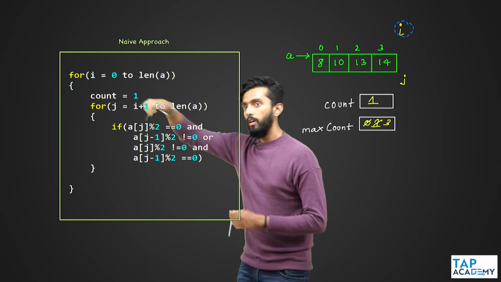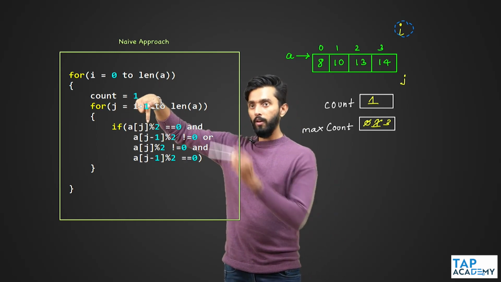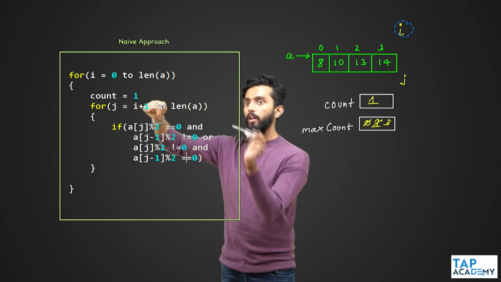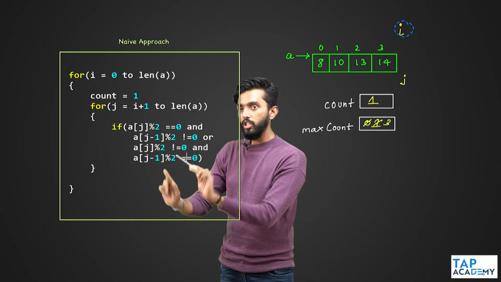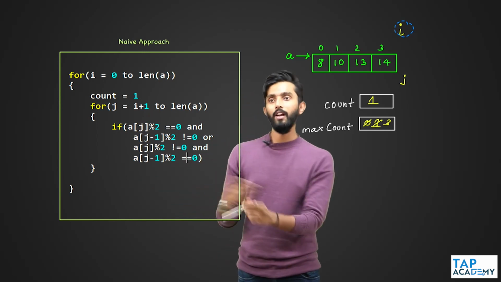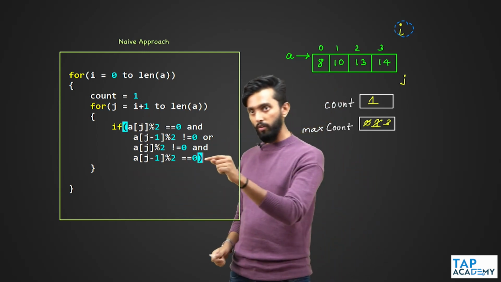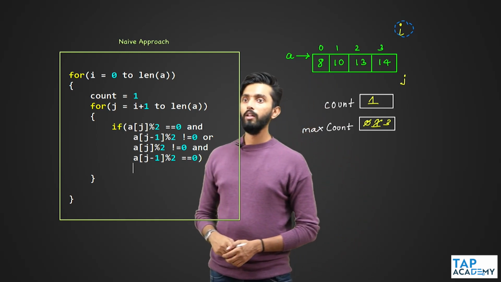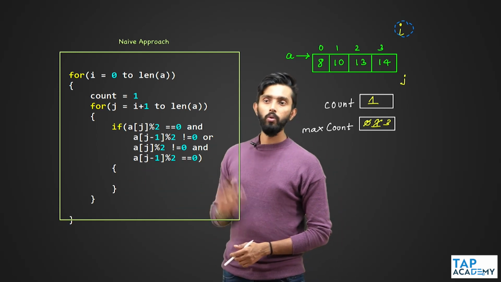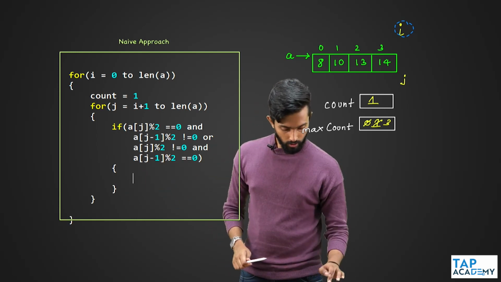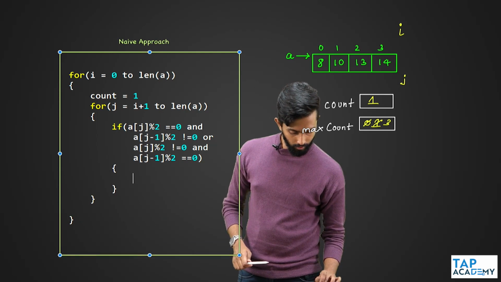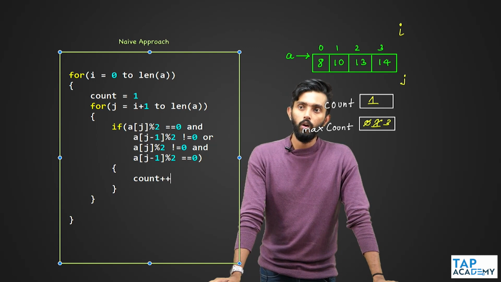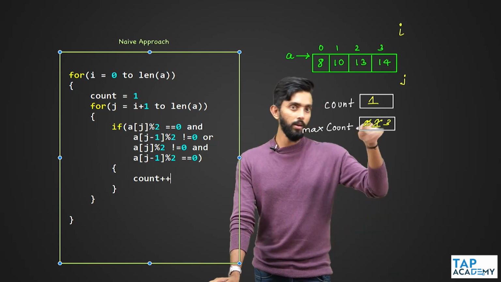So see, if the jth element is even and the j minus 1 element is odd, or the jth element is odd and the j minus 1 element is even. That is how you can take care of any condition. Now if any of these conditions is satisfied, I will come inside, put a bracket, and what you have to do inside this is very simple. Increment the value of count. Count plus plus, I will write. That's it. So I am incrementing the value of count.